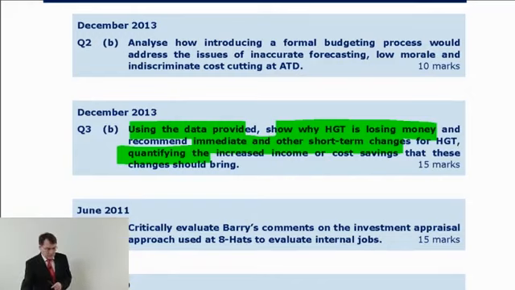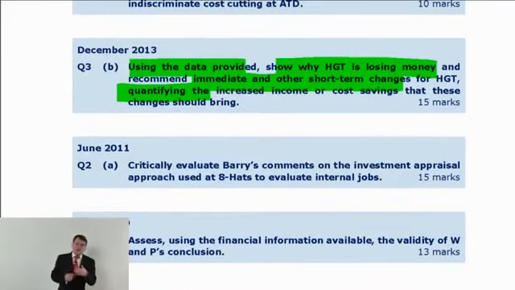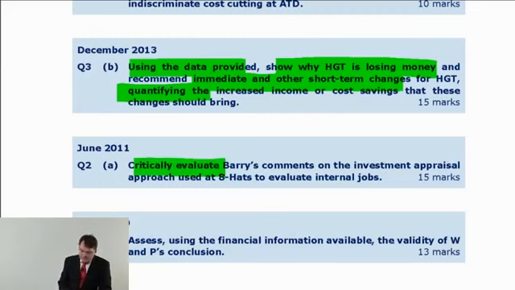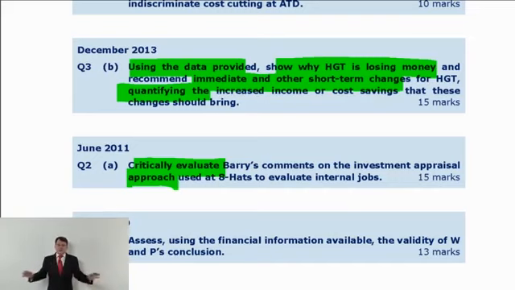The second kind of question, I said, is where the examiner has done something and you basically get to talk about it. An example of the second kind of question is the question underneath, June 2011. Evaluate Barry's comments. In other words, somebody's done a net present value. Barry, who is the owner of the company, comes along and says, that NPV was done wrong. We shouldn't have done this. We should have done that. We should have put this in. We should have left that out. And you basically have to say whether you agree with Barry.